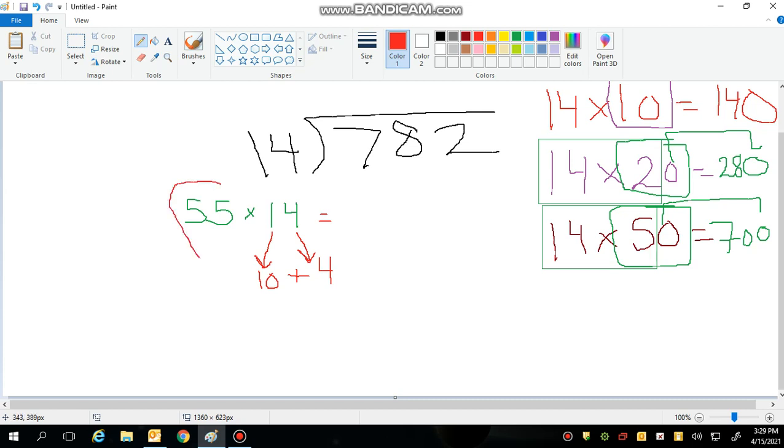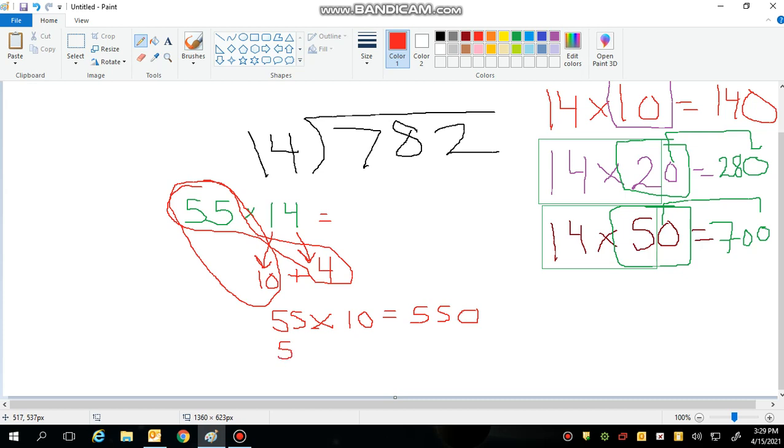And now, let's multiply. 55 times 10 is, as you know, 550. And now let's do 55 multiplied by 4. 55 multiplied by 4 is, if I do it with my calculator, 220. And now what do I do with these two numbers? I'm going to add them. 0 plus 0 is 0. 5 and 2 is 7. 5 and 2 is 7. 770. That is extremely close to our answer.